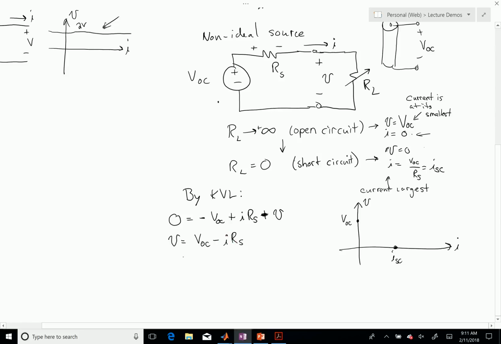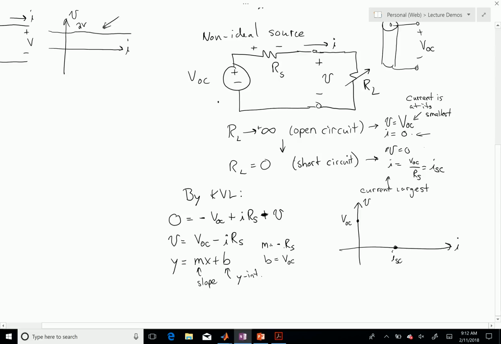In some sense, this is like an equation of a line where y equals mx plus b, and we called b our y-intercept and m our slope. Effectively, I've got the same thing here, where V is my y value and I is my x value. So that means m, my slope, is equal to minus RS. In other words, I have a line that's decreasing as current goes up, and the slope of that line is RS. And I have a y-intercept of V open circuit.